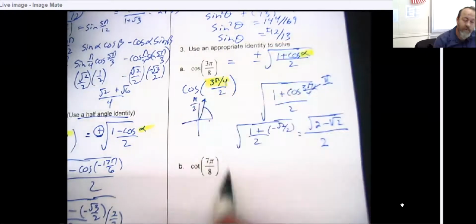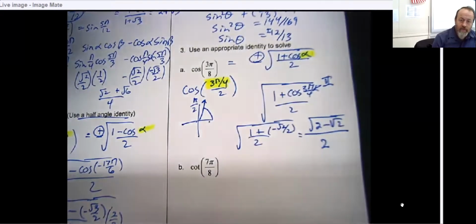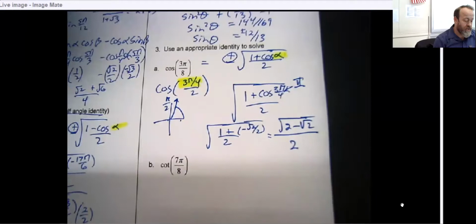3 pi over 8 is actually a simple little angle that's just a little bit less than 4 pi over 8, which would be pi over 2. And so I know it's in the first quadrant, so I know that my answer should be positive, and I'm done. Now, again, check your answers on your calculator, and you're good to go.